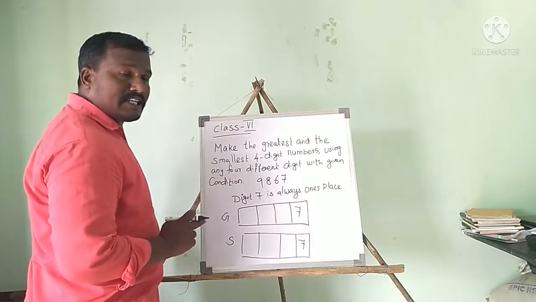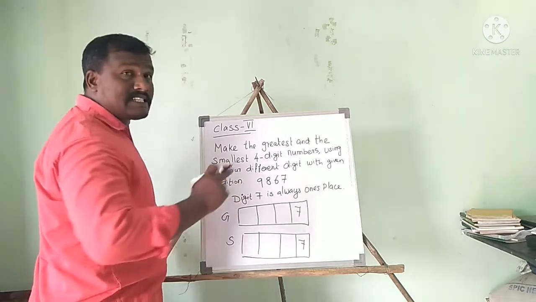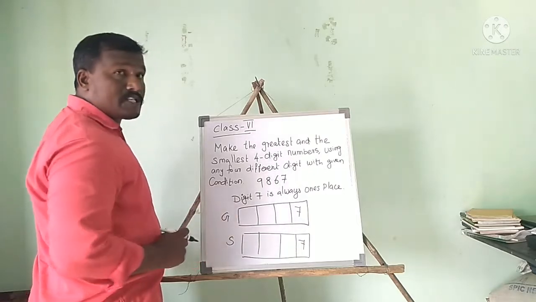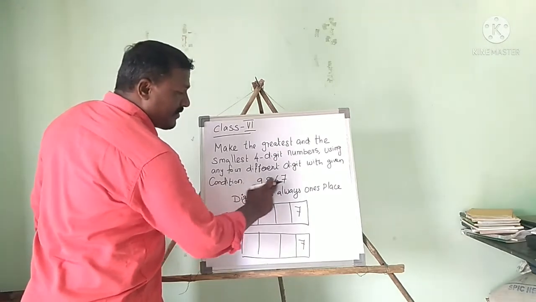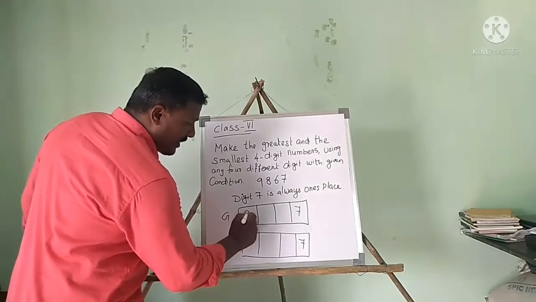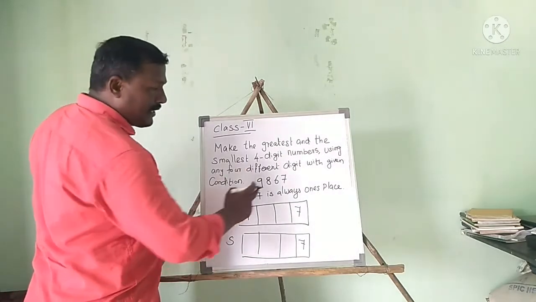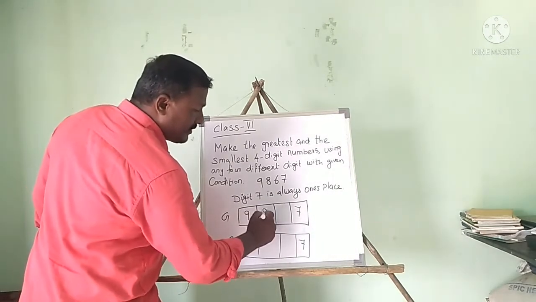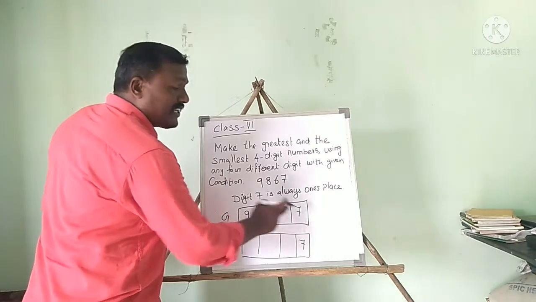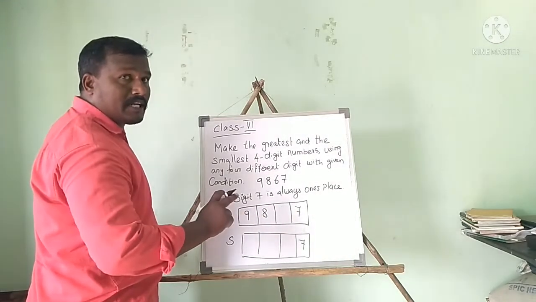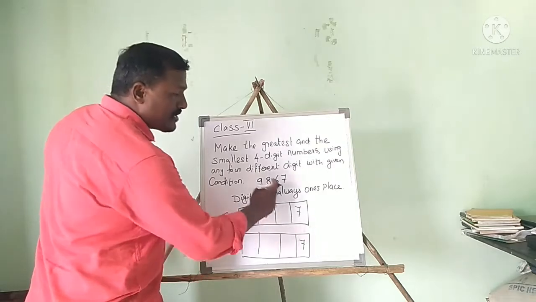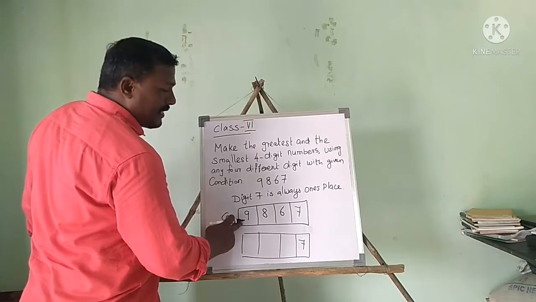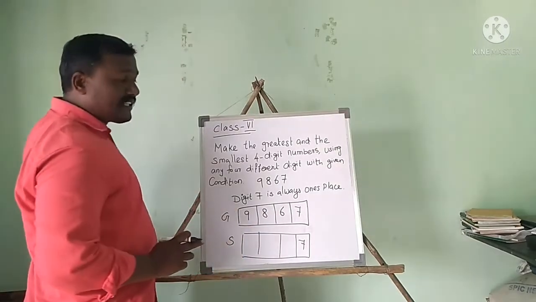So now I am going to make the greatest 4-digit number. I am going to write in descending order. Descending order means the biggest number you have to write first. So from 9867, 9 is the biggest number, so I will write 9 here first. Then the next biggest is 8. The next is 7, but it is already written in the ones place, so we don't repeat the same number. So the next is 6. So now the greatest 4-digit number is 9867.